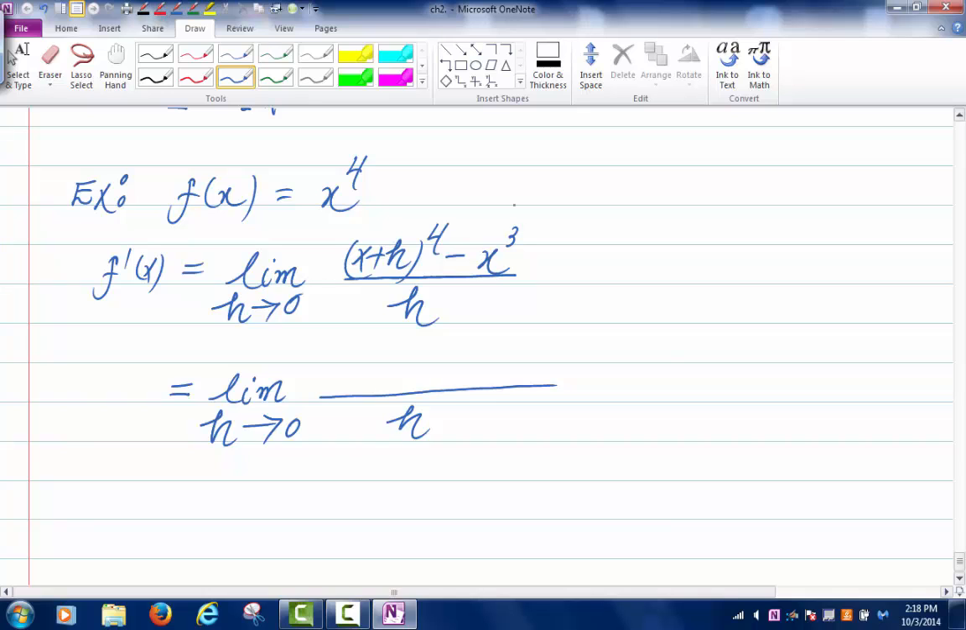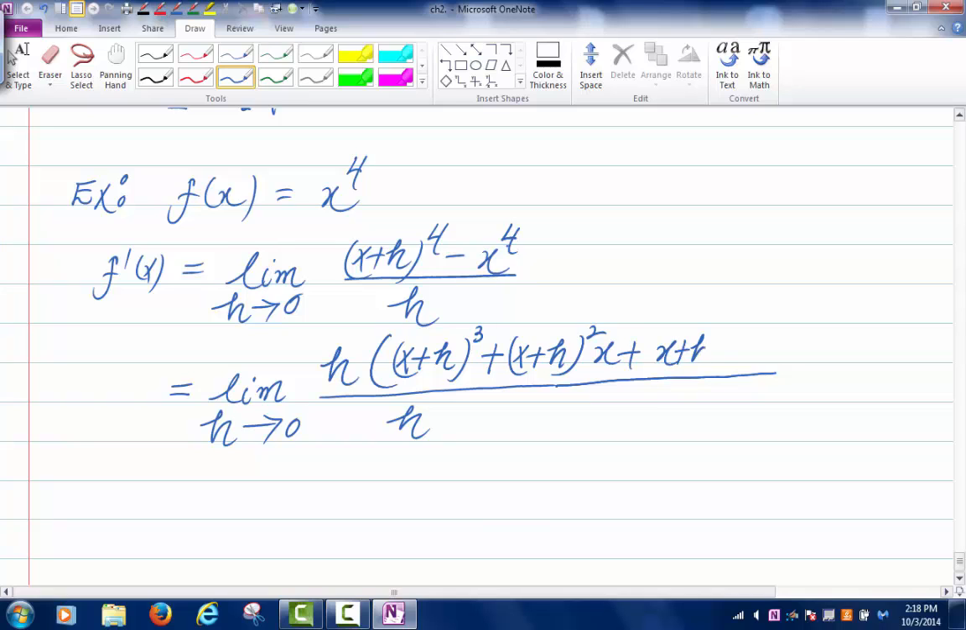Oh, this is actually x to the 4 there, right? Yeah, that's actually 4. And so how would you factor it out? Well, you still take x plus h minus x, which would be h. And then you start with (x plus h) cubed, and then you decrease the power of that and increase the power of x. So it will be (x plus h) squared times (x plus h) times x squared plus x cubed. So that's what you're going to get.